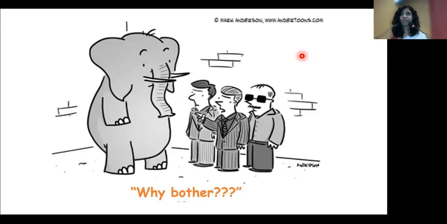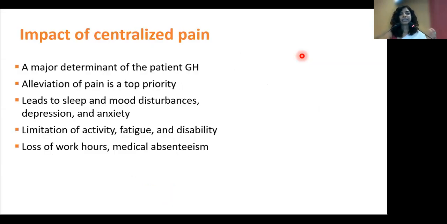You might say it, you might not, but why are we talking about this elephant? It's because of the impact of this centralized pain on the patient as well as on us and the healthcare system. So this sort of pain is a major determinant of patients' global health scores. And quite often, alleviating this pain is a top priority for the patient because that's what the patient feels. We are worried about disease control, but for the patient, the priority would be to get the pain under control.